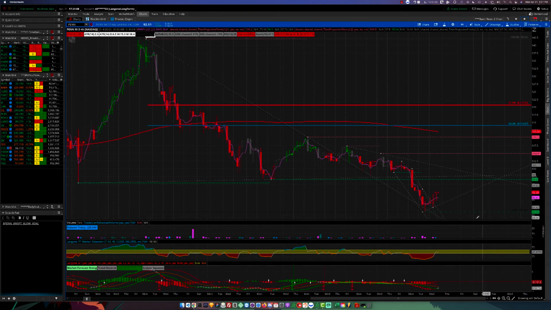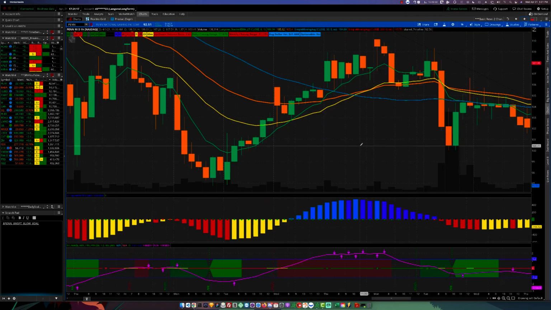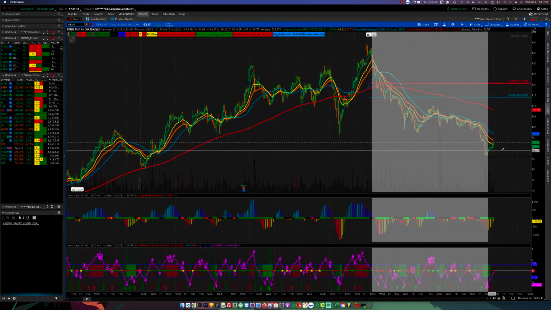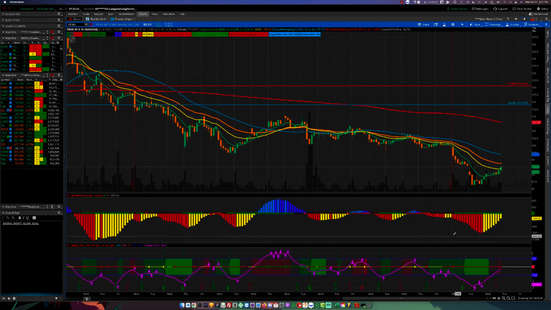We have found bottom trend line support, so we've made higher highs and higher lows. Let's see, what does the squeeze? The squeeze is forming that slingshot where the histogram is going from red to yellow and increasing.